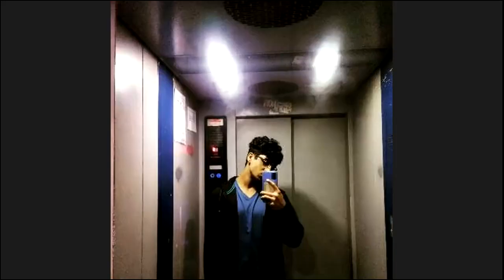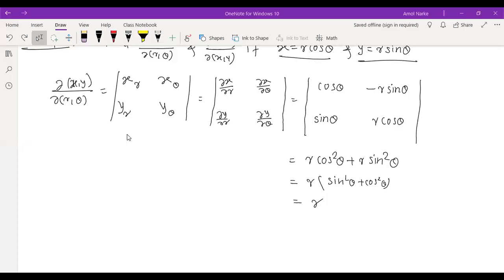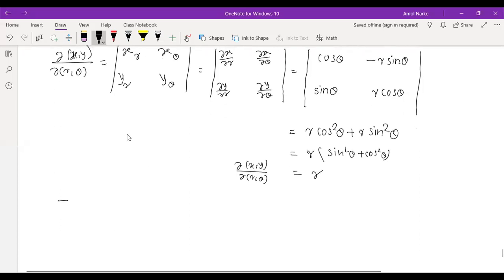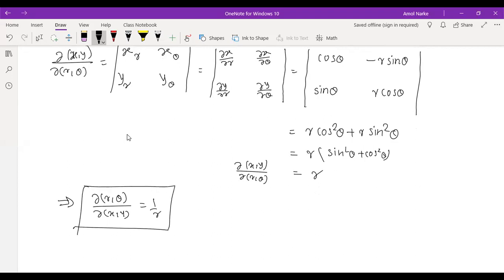So this is what we have: the Jacobian of x, y with respect to the Jacobian of r, theta. Can someone tell me the second value? This implies 1 by r. Very good. The Jacobian of r, theta with respect to x, y is nothing but 1 by r, without solving. No need to convert r and theta in terms of x and y. Just substitute its reciprocal.